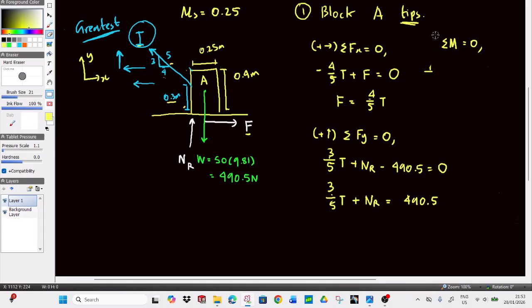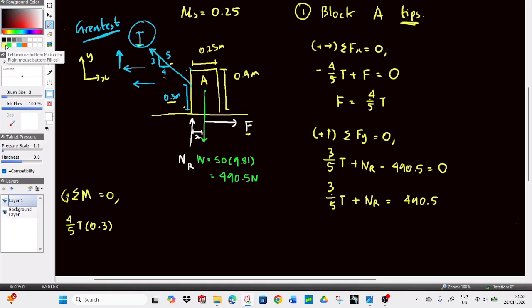Actually, I think I'll have better space if I write down elsewhere. Okay, let me write down here. So we take the summation of moments, where we take counterclockwise to be equal to 0. So we have 4 over 5 T times 0.3, going in a counterclockwise direction, and here there's a distance of x, by the way. And of course, this would be equivalent to the clockwise motion of NR.